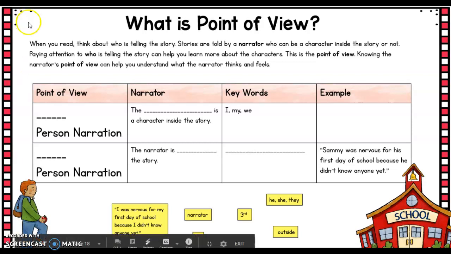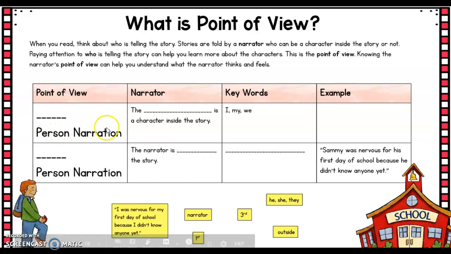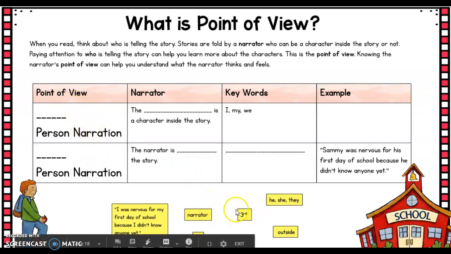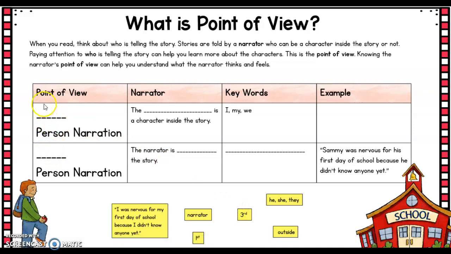So in this column here, we have point of view. So we either have blank person narration or blank person narration. So I will tell you it's either going to be first or third. So you will drag the first or the third box to either one of these blank spaces.